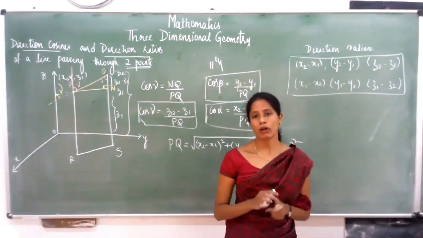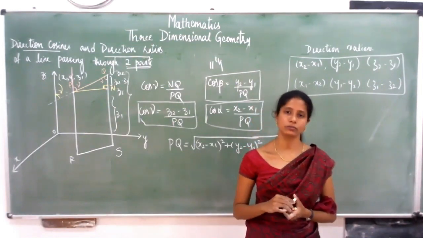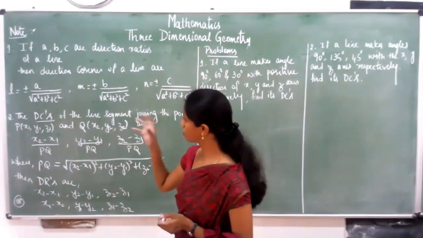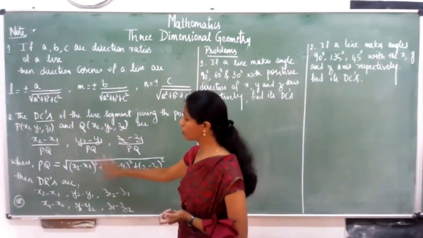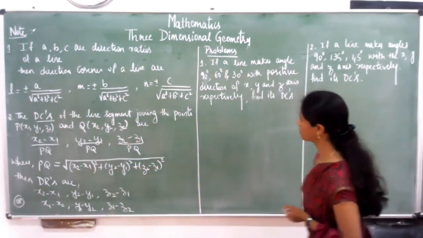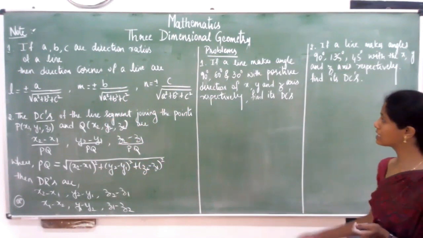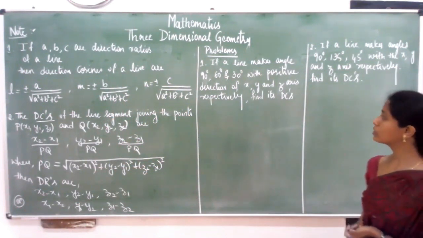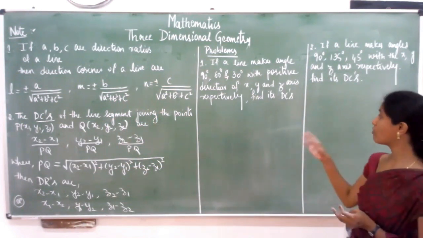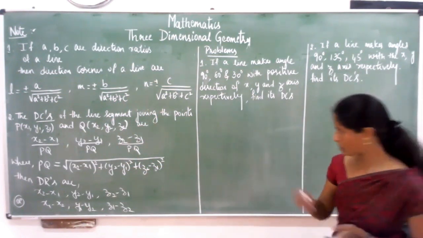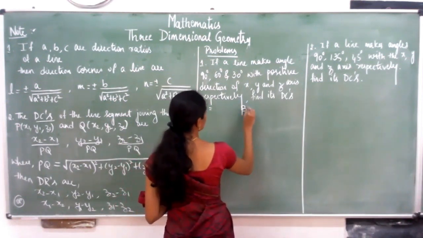Let us solve problems on the direction cosines and direction ratios. I have written the concepts in the form of formulas, so you can make a note of it. Okay. So let us solve the first problem. If a line makes an angle of 90 degree, 60 degree and 30 degree with positive direction of x, y and z axis respectively, find its direction cosines. Means they have given us what alpha, beta and gamma are.